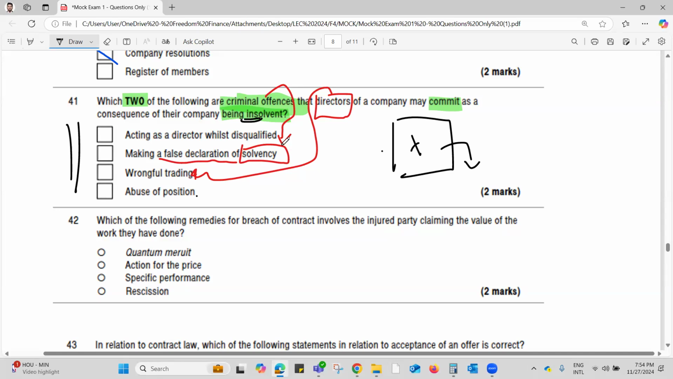Abusing the position is an offense. Acting as a director while disqualified is an offense. But still, the question here is what are the offenses that a director can commit to push your company into being insolvent? So if your company is insolvent, then you need to determine the answers which are related to that.